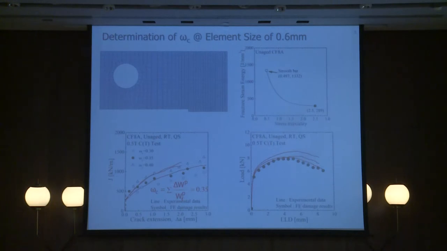So this page shows the determination of the new omega c value at the element size of 0.6 millimeter. This is the FE mesh I used, with an element size of 0.6 millimeter at the crack propagation area. I applied the same multi-axial fracture strain value as the previous page, and then I changed the omega c value to find the proper accumulated critical damage parameter, and I found that 0.35 is most appropriate. This black dark circle is the simulation result using the omega c value of 0.35.